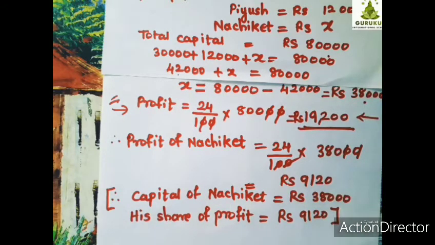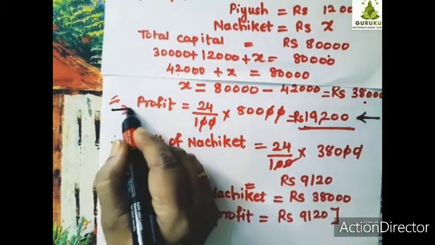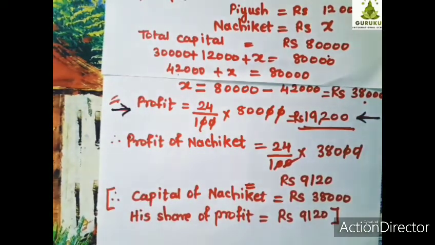Okay, so again I repeat, if you want you can skip this step. But for extra information, in the exam anything can be asked. Total profit can be asked, Nachiket's profit can be asked, Shweta's profit can be asked. Therefore I have added this step over here.